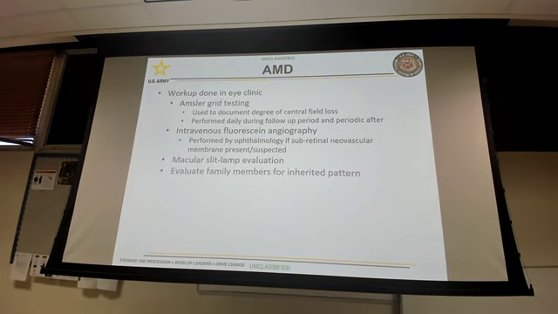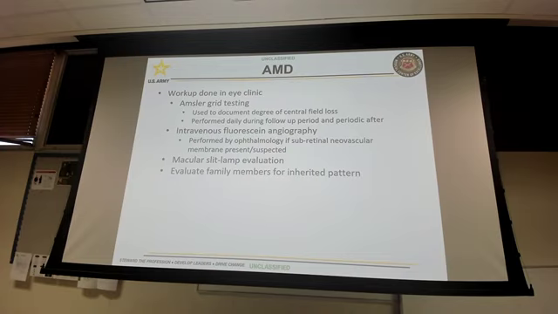Workup in the eye clinic. All right, we're going to do an Amsler grid test on them, and that's some of the pictures from a few slides back, that grid test. This is how we document any central field loss. The patient actually tells us what they see, and they draw it on that piece of paper themselves. You do this during their exam, and then we typically give that to them to take home so that they can monitor it in between visits with us.